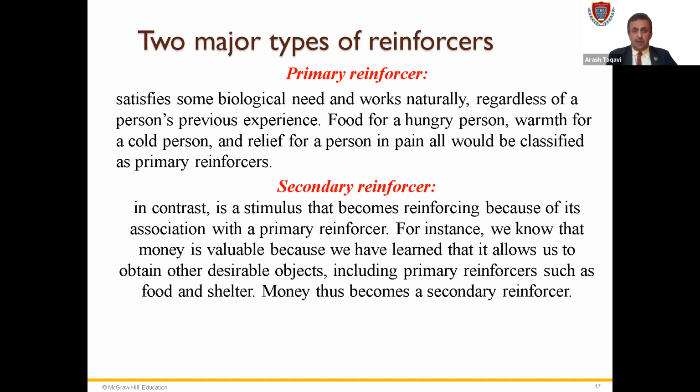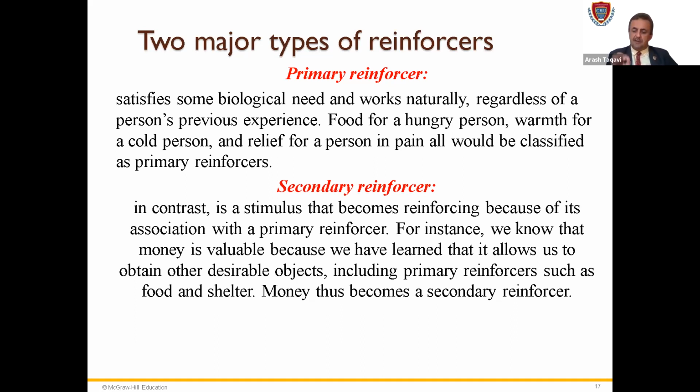But the secondary reinforcer, in contrast, is a stimulus that becomes reinforcing because of its association with a primary reinforcer. For example, we know that money is valuable because we have learned that it allows us to obtain other desirable objects. Money is paper, it doesn't have any value if you cannot convert it to services, tools, or goods. Looked at materialistically, it is only a receipt for financial support. It is the secondary reinforcer.